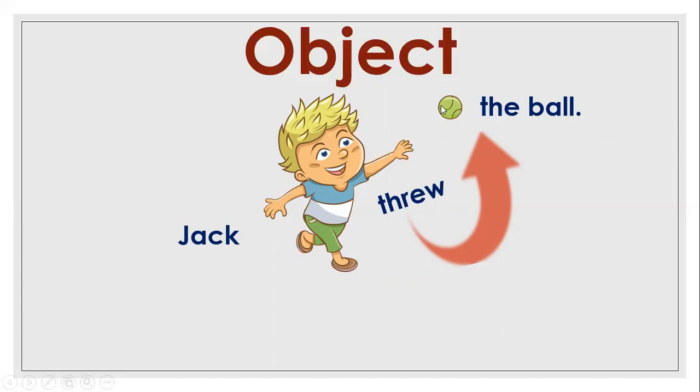Okay, so the ball is affected by the verb threw because Jack threw the ball, it is up. So we call the noun or the pronoun that is affected by the verb an object. Jack is the subject, threw is the action verb, and the ball is the object that is affected by the verb.